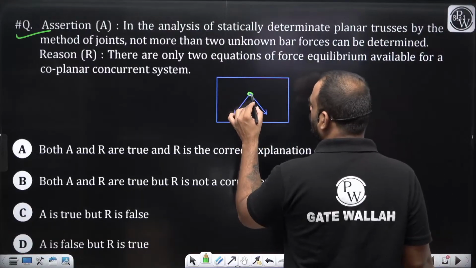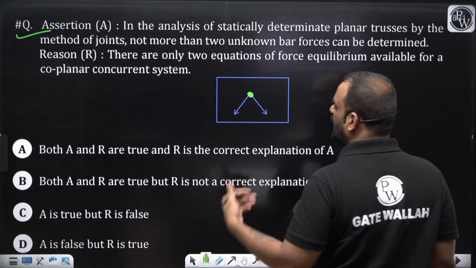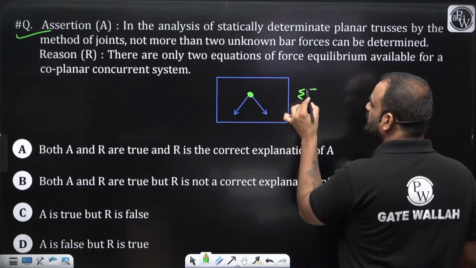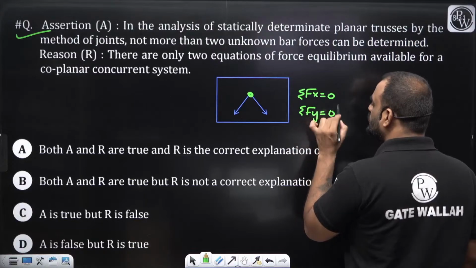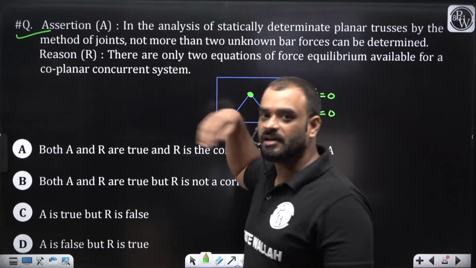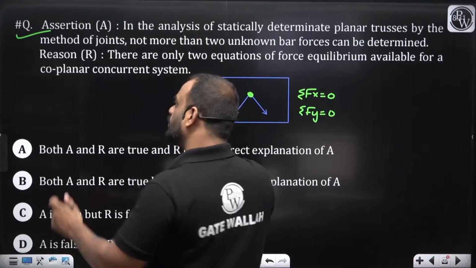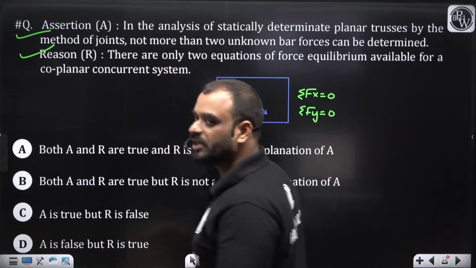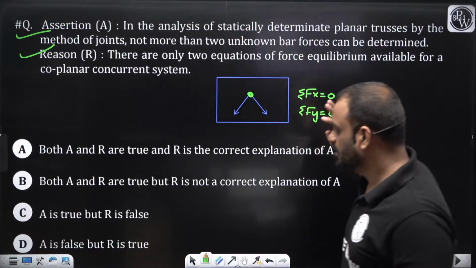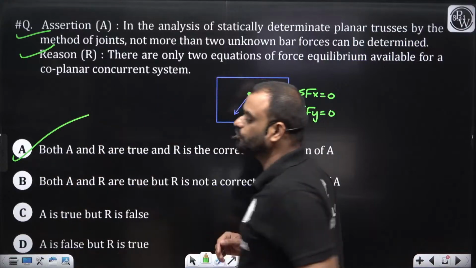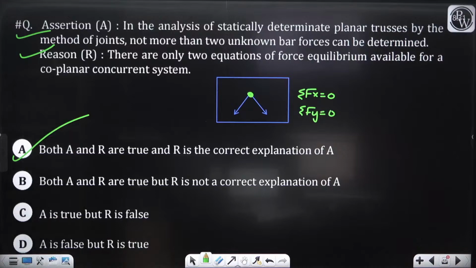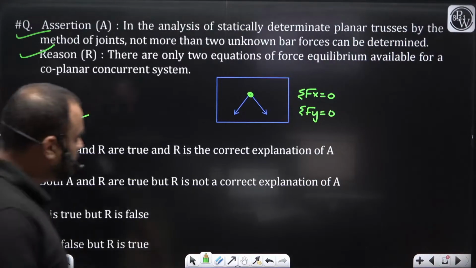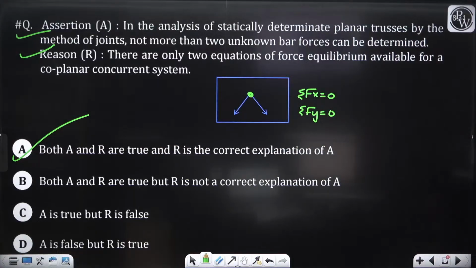So if these forces are concurrent to each other, that means we have only two joint equilibrium equations: summation Fx is equal to 0 and summation Fy is equal to 0. And this particular reason is 100% correct for the assertion part. Both assertion and reason are individually correct, and the reason is also correlated. So guys, that's why A is the correct answer for this question. Crystal clear or not? Please write down in the chat box quickly.